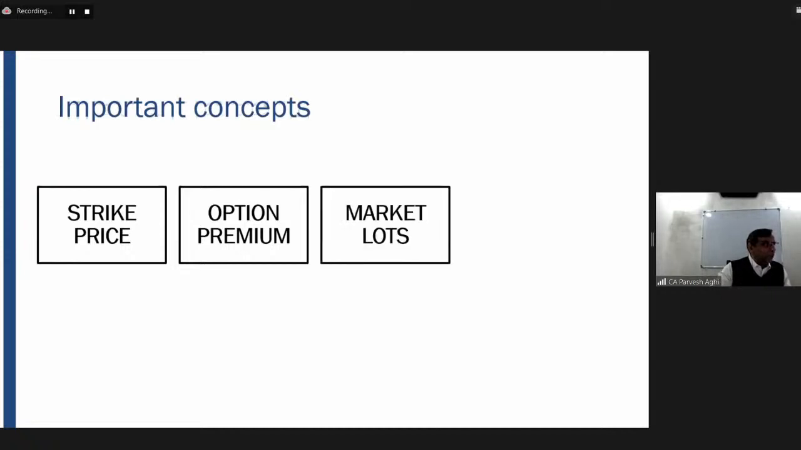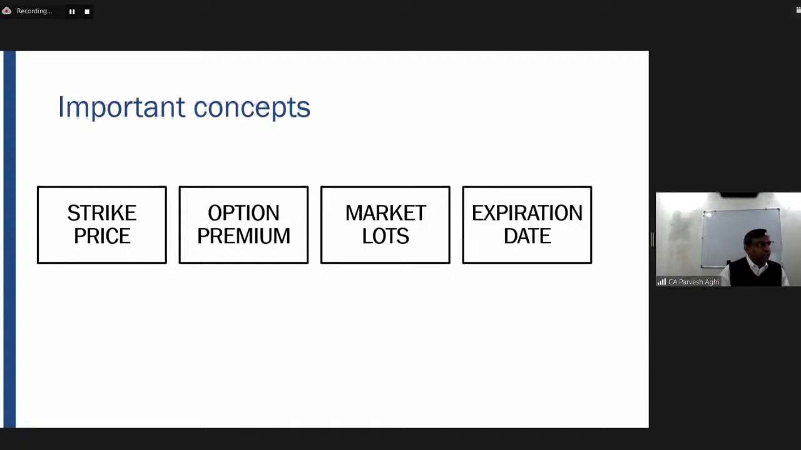Though we'll not be discussing that in more detail, option premium is the money which is charged by the writers from you. The market lots. Again, the market lot is the same as in the futures market: $1,000, 1,000 pounds, 1,000 euros, 1 lakh yen. So these are the market lot sizes in options trading also. The expiration date. Because they expire, they can be monthly contracts, quarterly contracts, or weekly contracts. So each has different expiry dates.